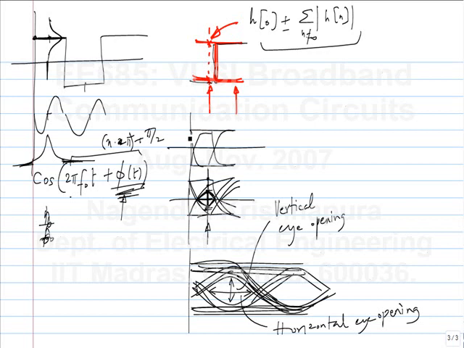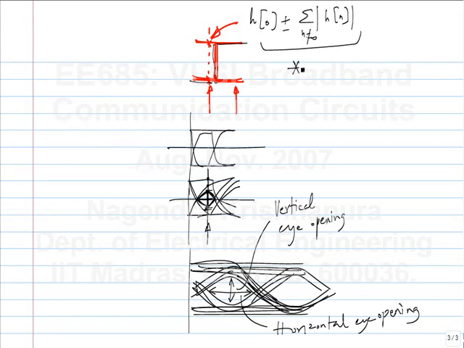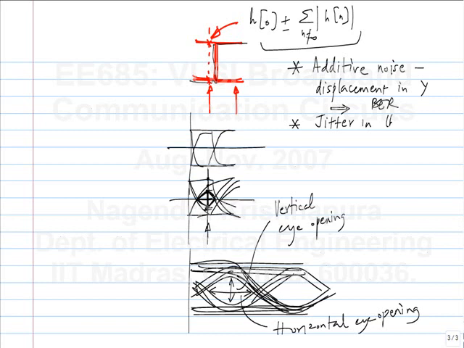Also, typically in broadband communication systems, the signal quality is specified as eye diagrams. You need to have a certain opening in the y direction and a certain opening in the x direction. So you have additive noise, which is like displacement in the y direction, and this can give you bit errors. And you can have jitter in the sampling clock, which is basically displacement in x, and this can also give you bit errors.